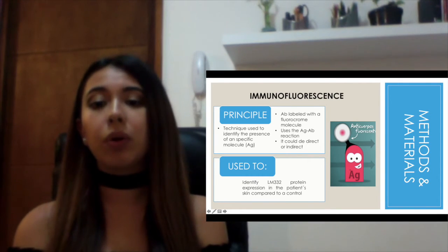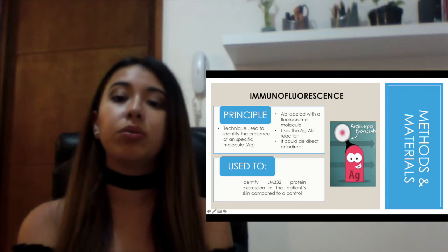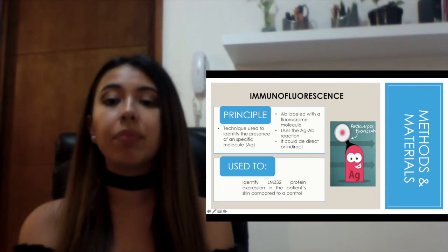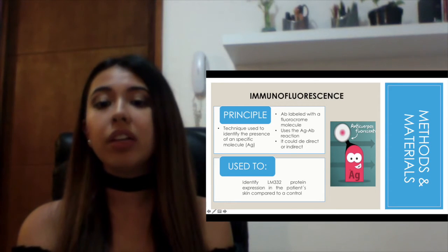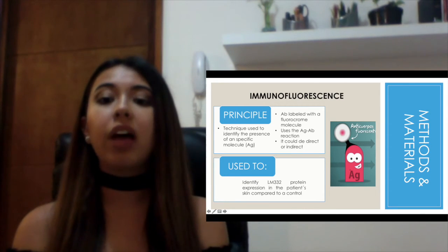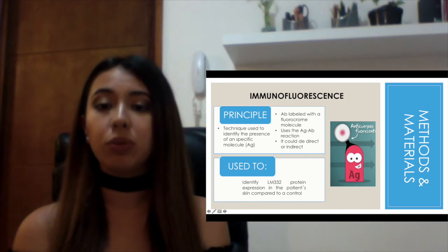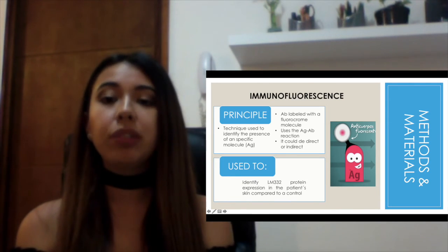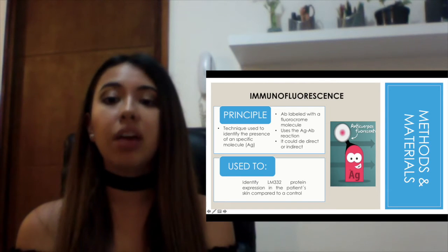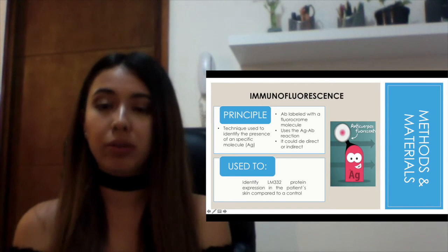In the technique, chlorochrome is used as a dye to tag the antibody. This molecule is characterized by its ability to absorb UV light but then emit visual light. In that way, we can easily visualize the reaction between the antigen and the antibody using a fluorescence microscope.